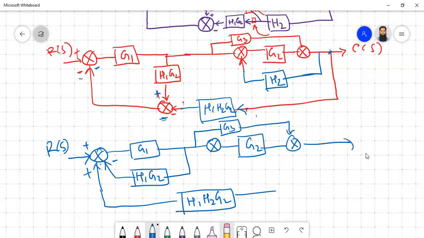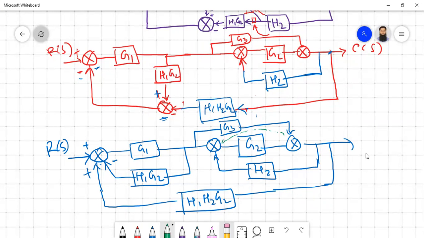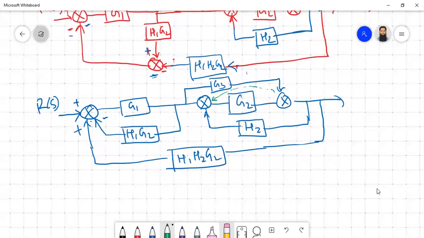So I will have to somehow move the G3. Is it okay? So this is how it looks now. So where can the G3 go? So we can actually bring the G3 from this summing junction to that one. Is it okay? So if you bring it there, then what adjustments we have to do is basically, if we bring it here, then it will be multiplied by G2, but it should not be multiplied by G2, isn't it?